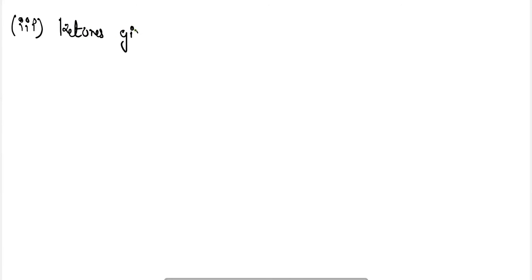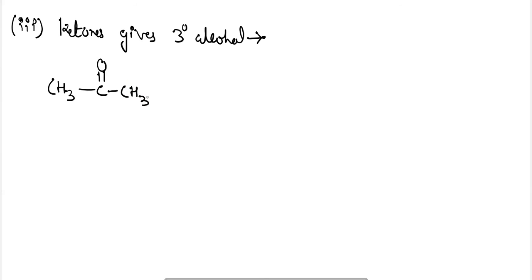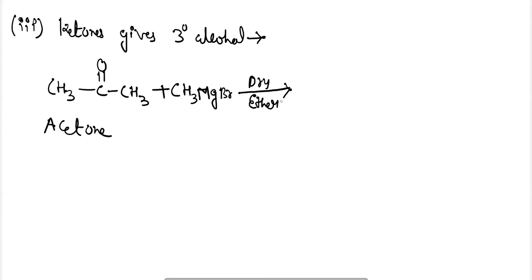Ketones give 3 degree alcohols. Ketones on reaction with the Grignard reagent will produce 3 degree alcohol. Taking the example of acetone or propanone, acetone will produce a tertiary or 3 degree alcohol with the Grignard reagent, CH3MgBr, in the presence of dry ether.